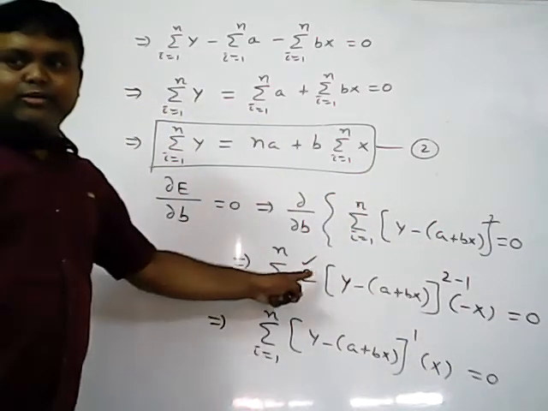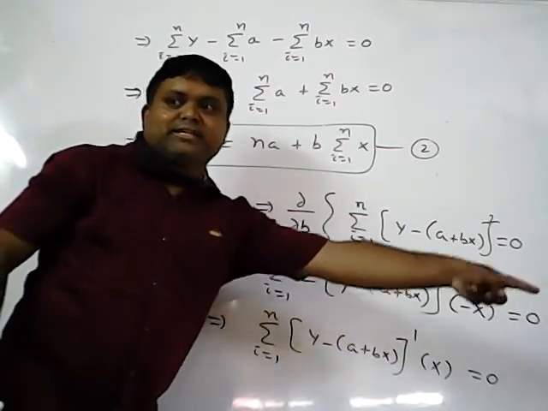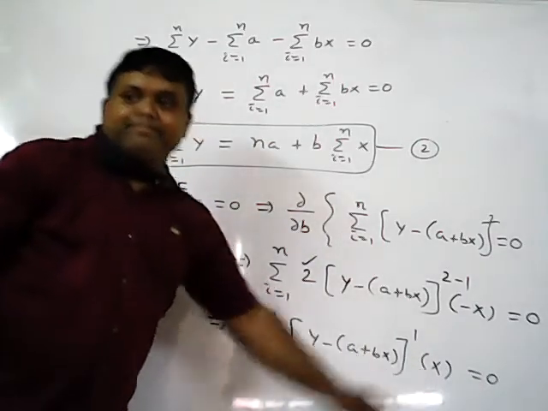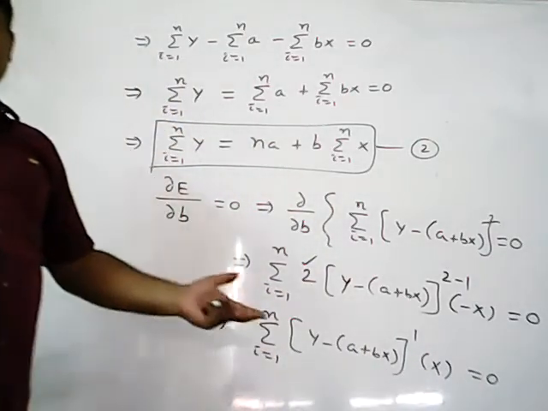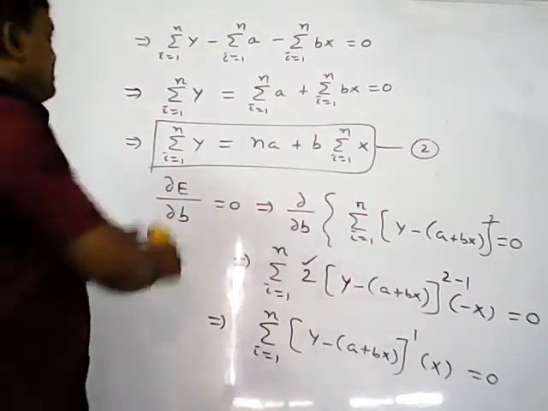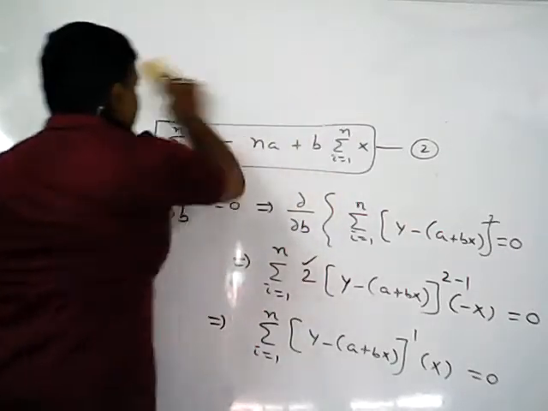Because 2 into minus 1 is minus 2, send that minus 2 to that side, and 0 by anything is 0. That side you will get only x here. Now, same concept: y equal to a plus bx means y terms on one side, remaining terms on one side. So simplify the equation.